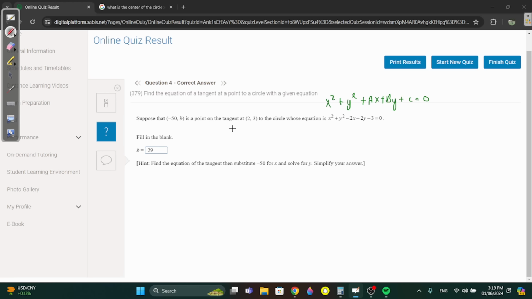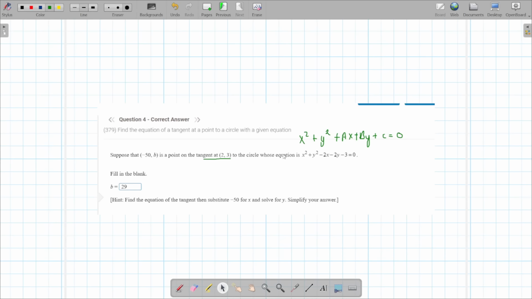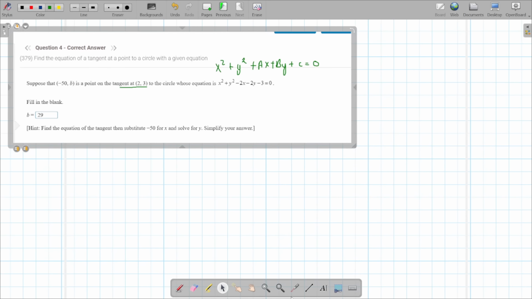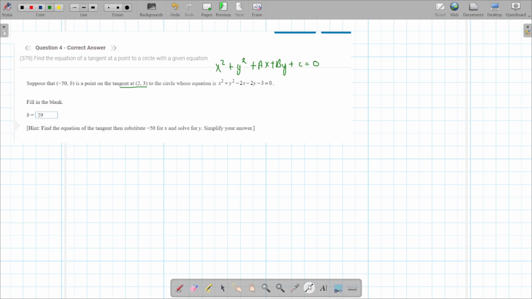They gave us its tangent at 2 comma 3. Let's draw this, and I like drawing because it helps me understand. Let's add a new page. Let's draw the circle, say any circle, on the xy plane. At 2 comma 3 the circle touches, so 2 comma 3 over here. The circle is tangent to this point. If I were to draw a circle, it would be something like this.